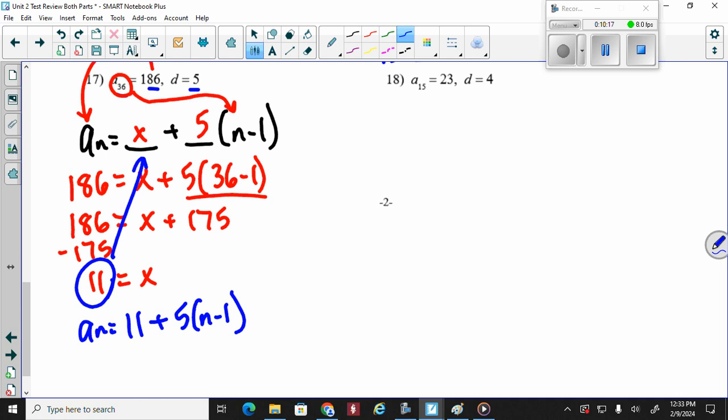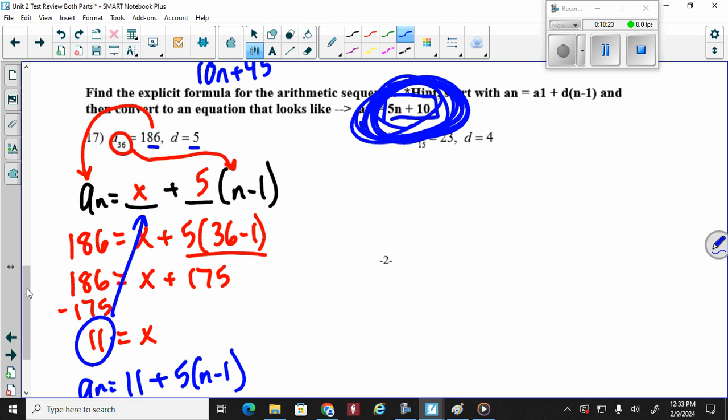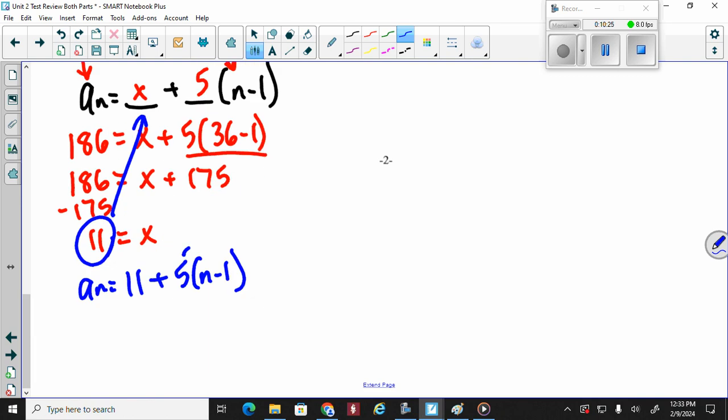I'm doing good so far, but remember, I'm telling you, the formula is going to look like this. So I cannot leave it in that format. All right, don't make that mistake. Some of you guys did on the quiz. 11 plus 5n minus 5. Combine the first, combine the last. My final answer is 5n plus 6.